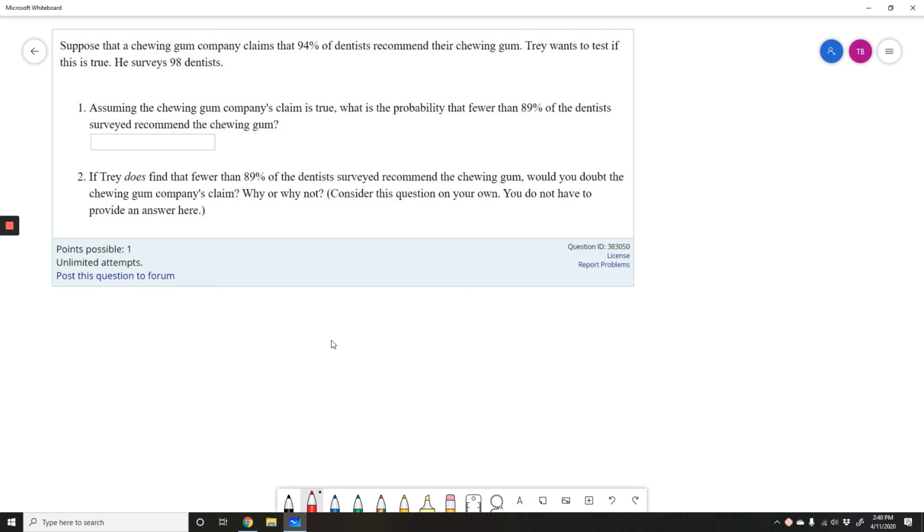Suppose that a chewing gum company claims that 94% of dentists recommend their chewing gum. Trey wants to test if this is true. He surveys 98 dentists. Assuming the chewing gum company's claim is true, what's the probability that fewer than 89% of dentists surveyed recommend the chewing gum?